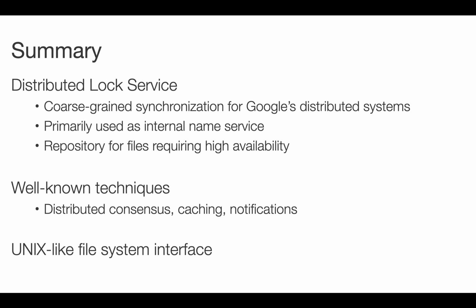Well, that's all I have for today. To summarize, the distributed lock service is used for coarse-grained synchronization in Google's distributed systems, and it is a well-known technique to solve the issue of distributed consensus. It has a UNIX-like file system. That's all. Thank you.